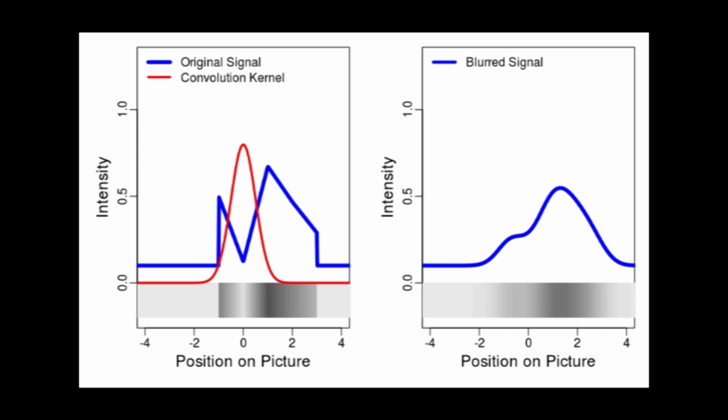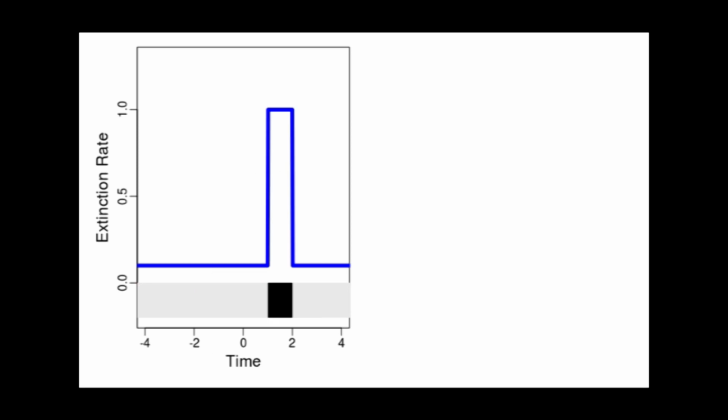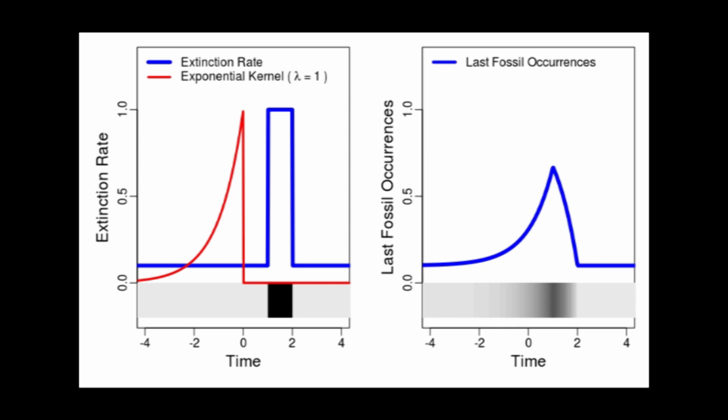Now let's go back to the extinction rates, looking at a single spike in extinction rate. We can also represent it as a picture where black is a very high extinction rate and white is an extinction rate of 0. With some math, it is actually possible to show that the last fossil occurrences are a blurred version of the extinction rate. But the convolution kernel is not a normal distribution, but it is this exponential decay we see here in the left picture.